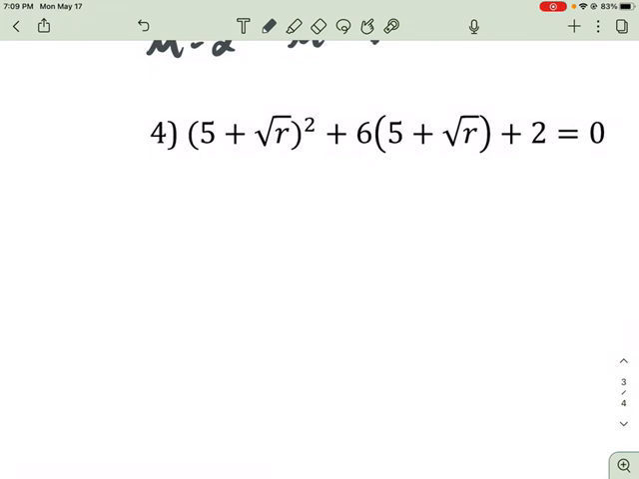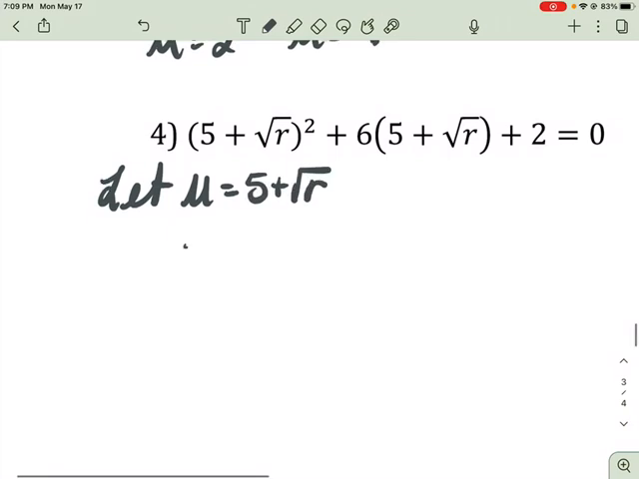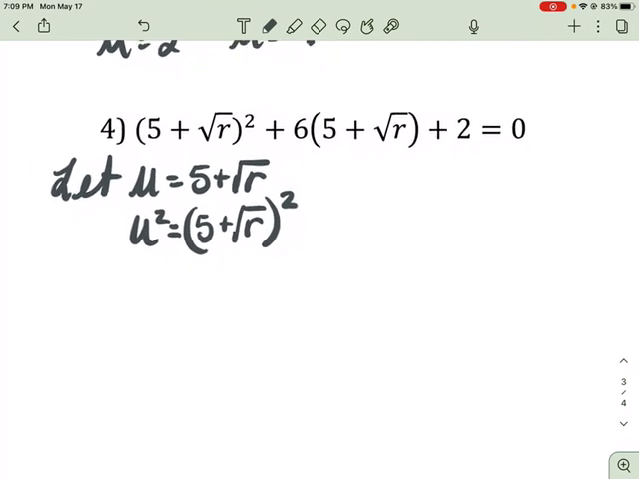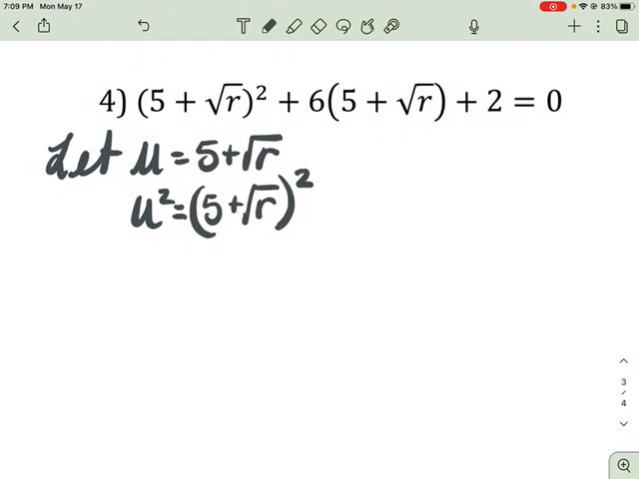All right, so we're going to try this one. So we're going to let u equals 5 plus the square root of r. And then u squared is equal to 5 plus the square root of r squared. Okay, so we're going to try and solve this. Okay? All right, so we're going to get u squared plus 6u. Oh, gosh. That doesn't work. Ugh, quadratic formula. All right.